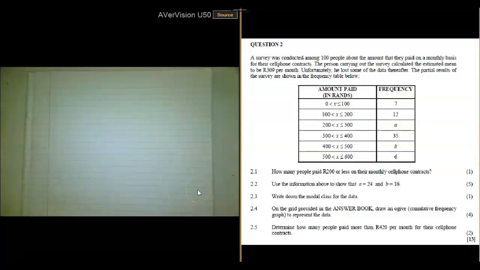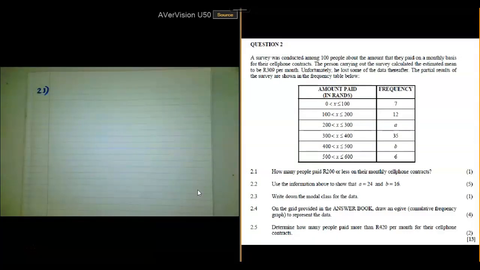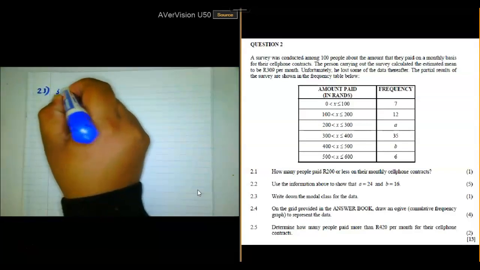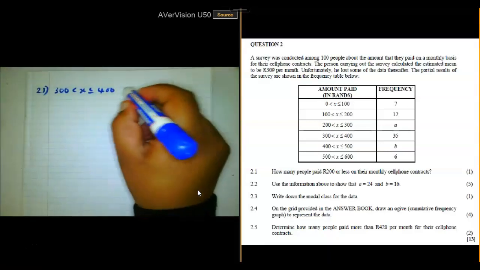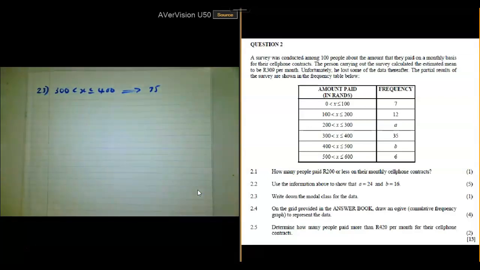They want us to identify the modal class, and we know by definition that the mode is the one that has the highest frequency, and therefore that will be between 300 and 400, because the frequency there is 35. Okay, the next question: I want us to draw a graph on a grid provided in the answer book, and we need to use the cumulative frequency to represent the data.